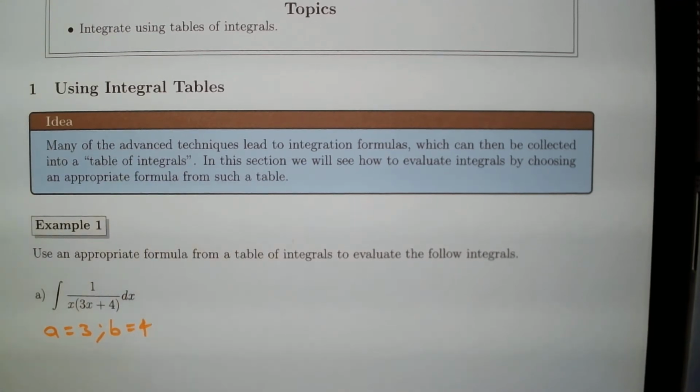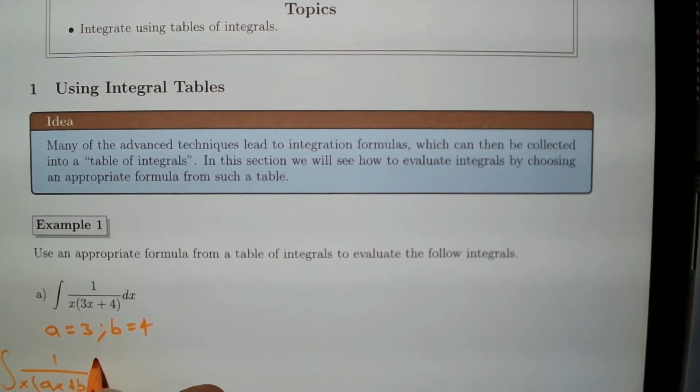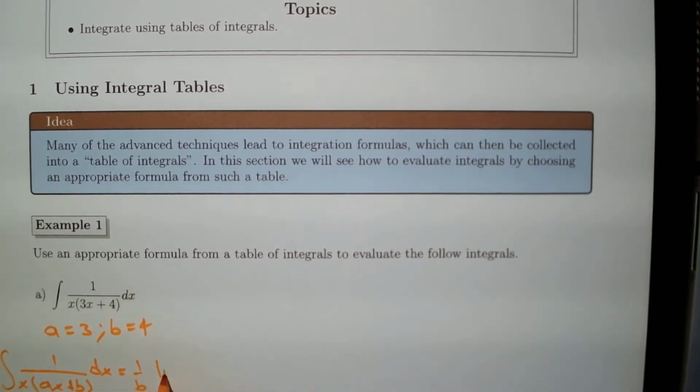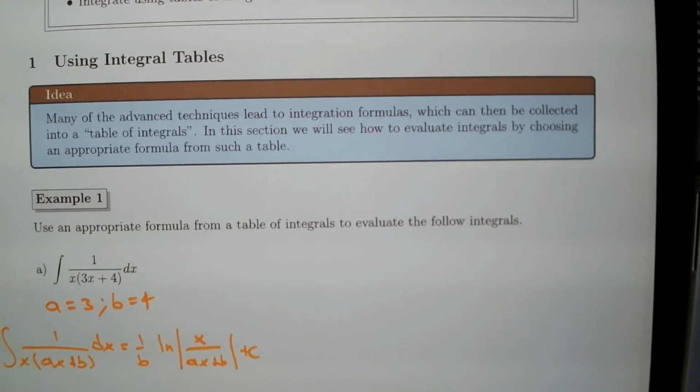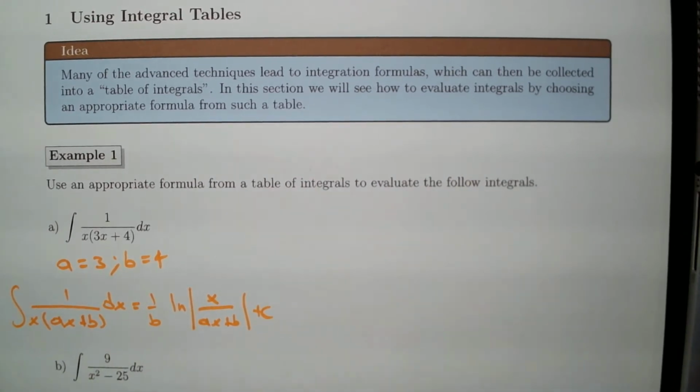So using that form, we have the integral of 1 over x times (ax plus b) dx, whose result will be the following: 1 over b ln of absolute value of x over ax plus b, plus c. So that's the form that we are going to use. Let's just adapt it to our numbers in this case.